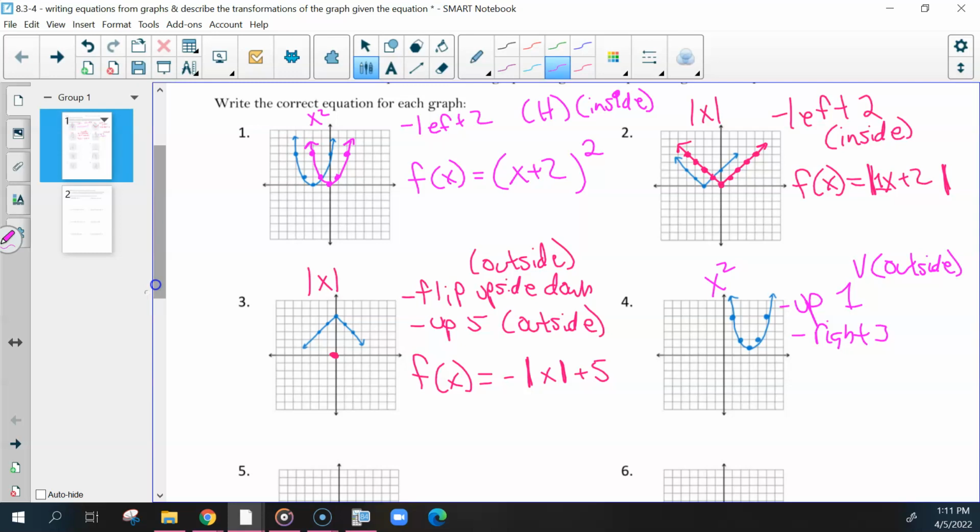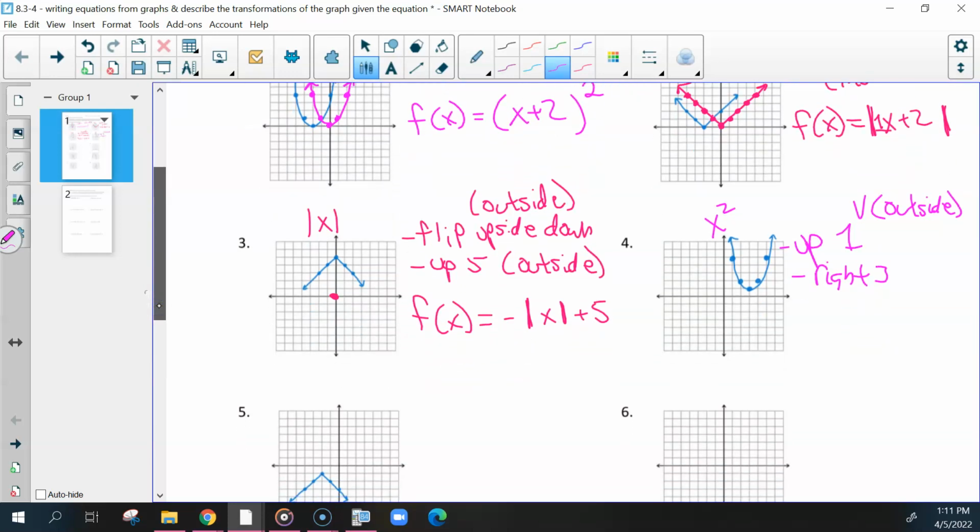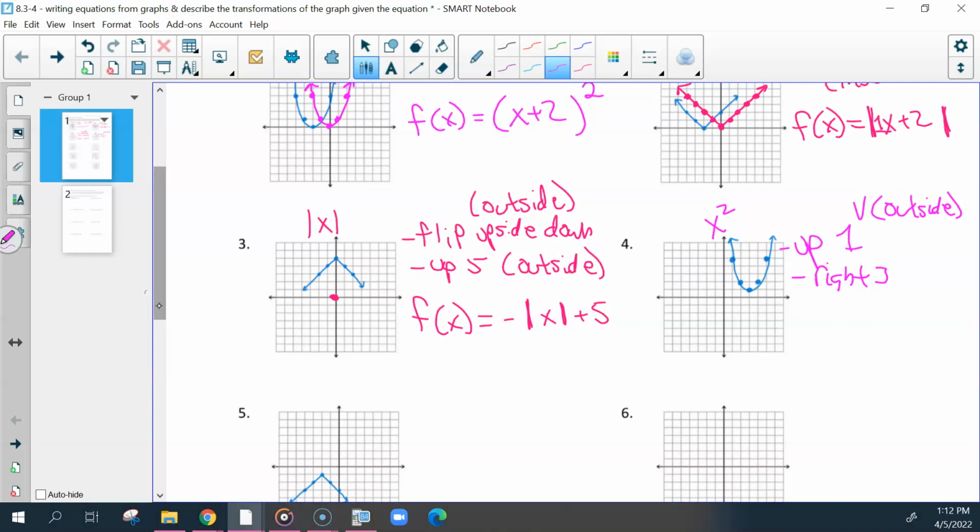Is right horizontal or is that vertical? Horizontal, so that would be inside or outside? Inside. So any vertical things are outside, any horizontal things are inside. So when we go to write this, we'll need to write the inside things in parentheses because it doesn't really have something to show inside.